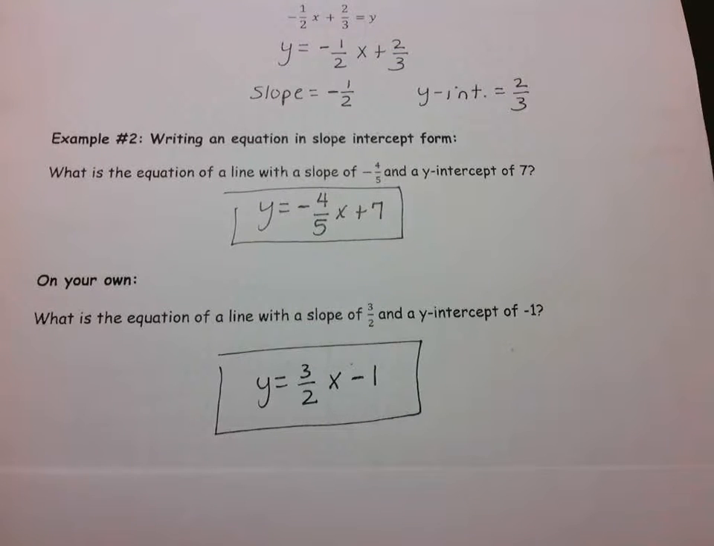And you should have gotten y equals 3/2 times x minus 1. Notice I did not say plus a -1. If you wrote it that way, you're not wrong, but it's not appropriate form. You just want to say minus 1. 3/2 times x minus 1.